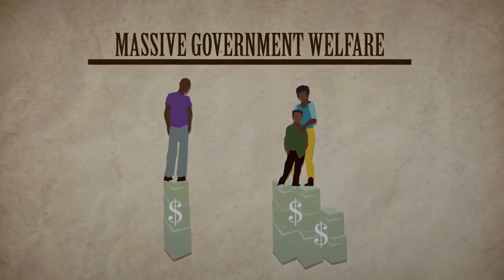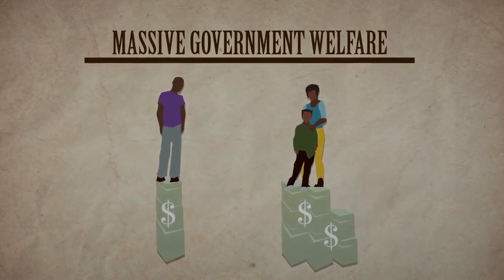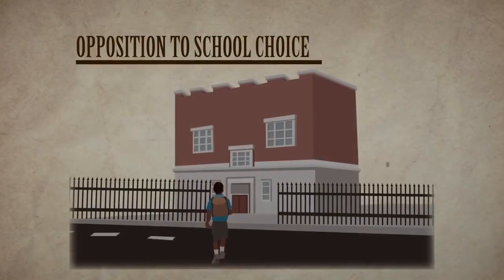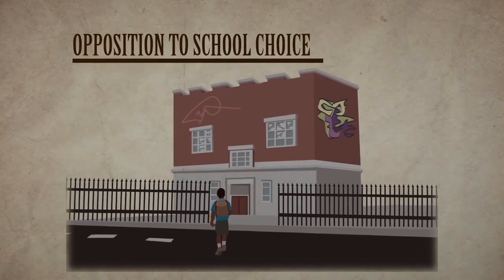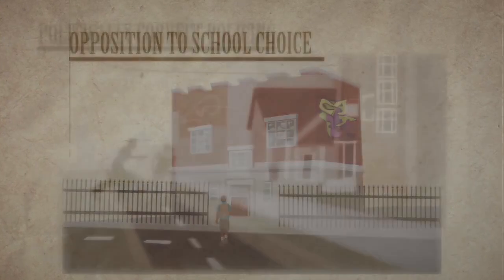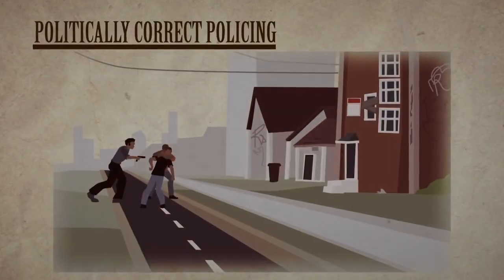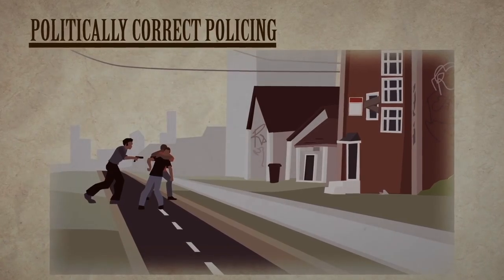Democrats falsely claim that the Republican Party is the villain when in reality it's the failed policies of the Democratic Party that have kept blacks down. Massive government welfare has decimated the black family. Opposition to school choice has kept them trapped in failing schools. Politically correct policing has left black neighborhoods defenseless against violent crime.